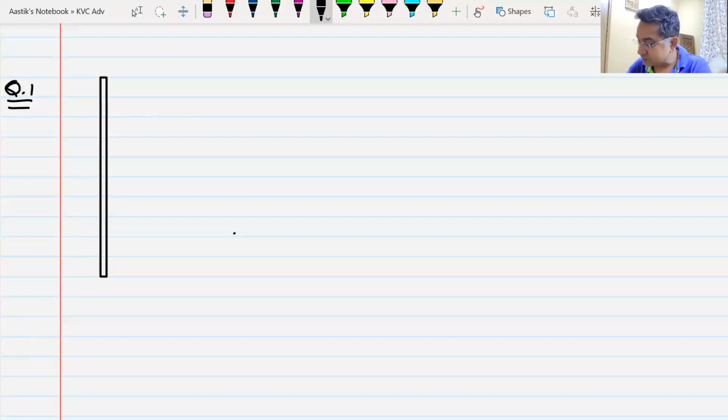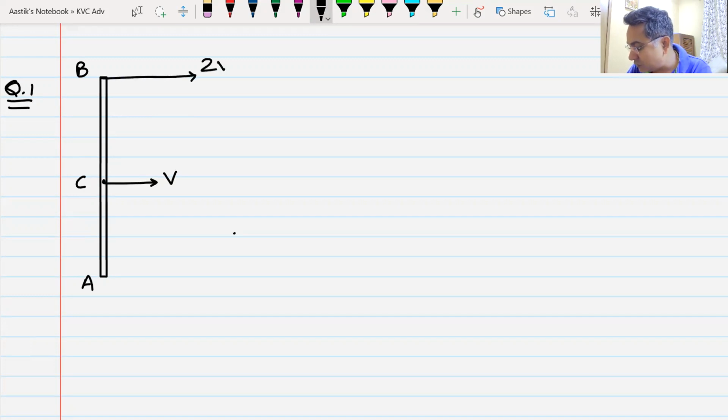So this is a question. And remember, these questions you will only find in a JEE Advanced paper. You will not find it in a JEE Main paper. So this center, which is actually the center of mass, is moving with a velocity v. This end in fact is moving with a velocity 2v. The mass of this rod is m and the length of this rod is L.